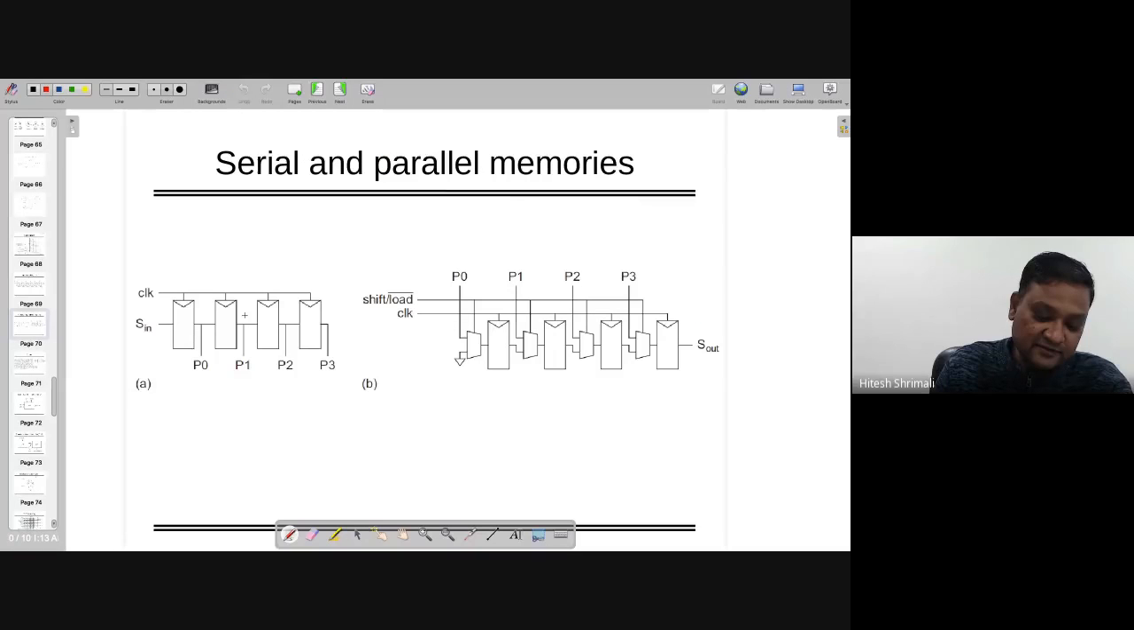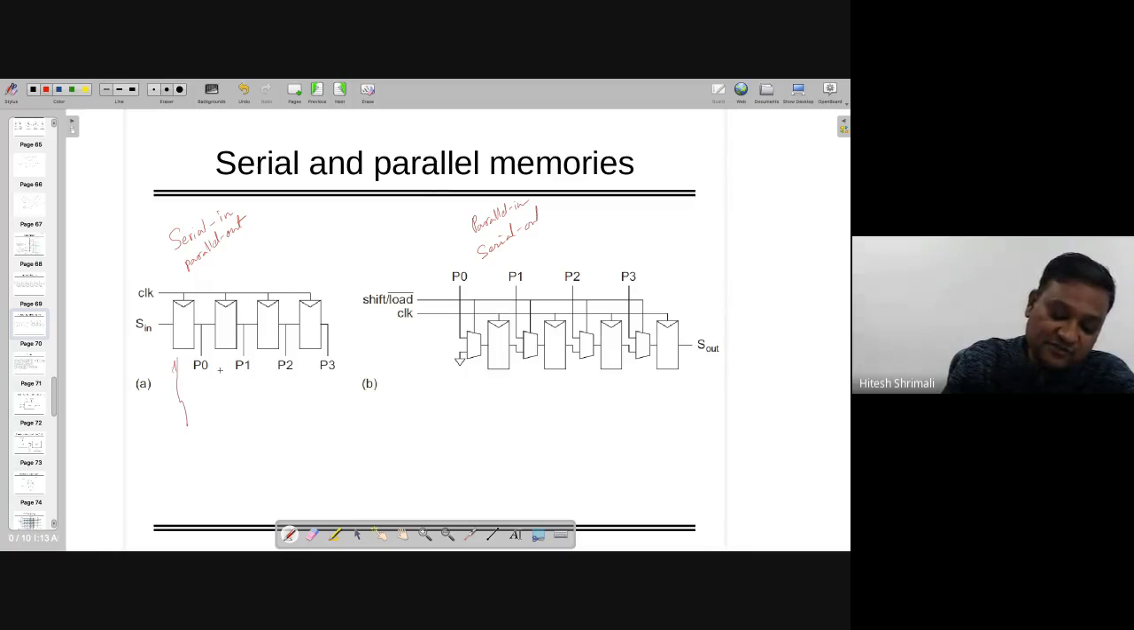So one more is you can have serial in and parallel out, right? Or you can also take parallel in, serial out, right? Each of these structures has this box, which is actually a flip-flop, and all these are positive edge triggered flip-flops, and of course these designs are the synchronous ones.